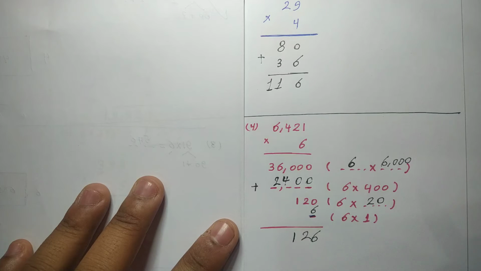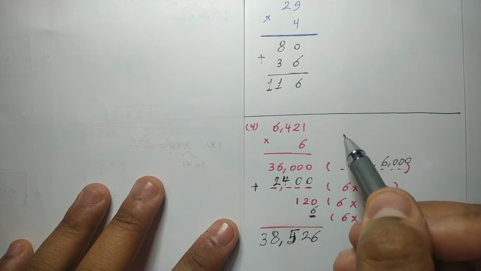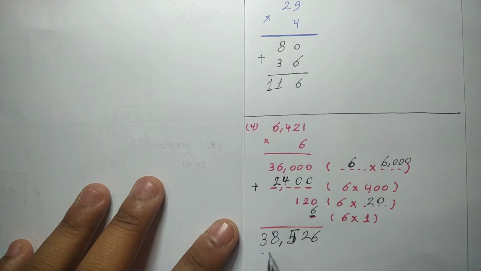And it's 0 plus 4 plus 1, it will be 5. Sorry for this. And 6 plus 2, it will be 8. And drop 3, the answer will be 38,526.